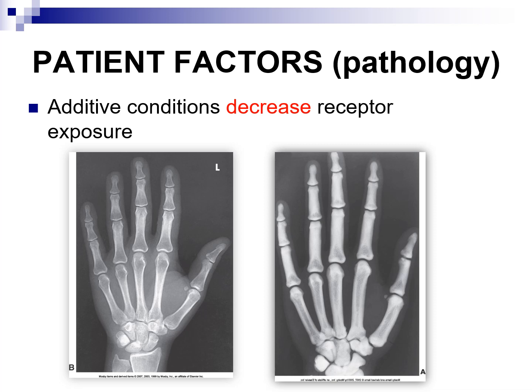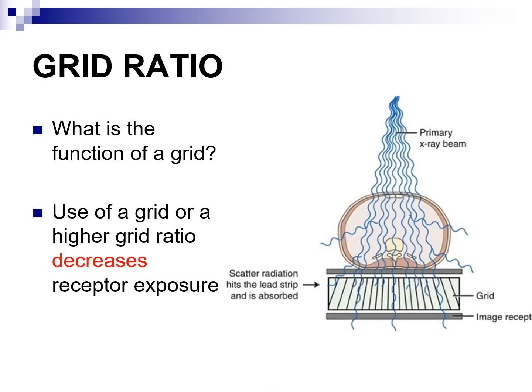Additive conditions decrease receptor exposure. With the image on the right-hand side, we're looking at the condition of osteopetrosis, in which the bone is more radiopaque. This is called marble bone, and it decreased receptor exposure.